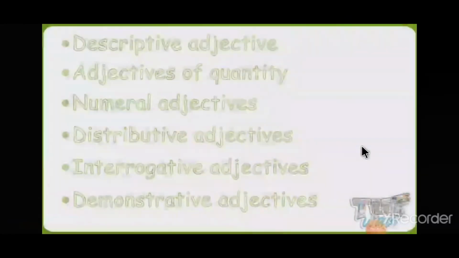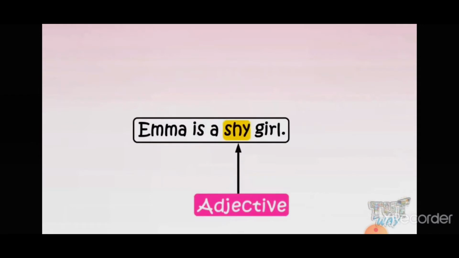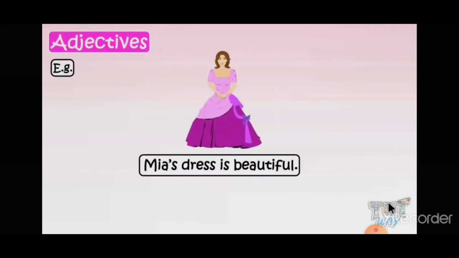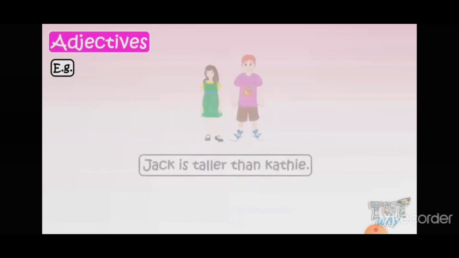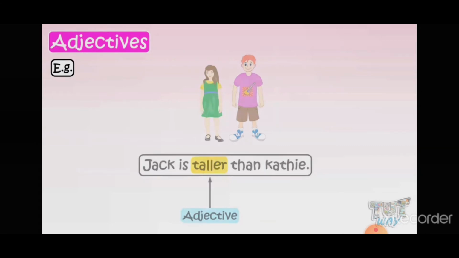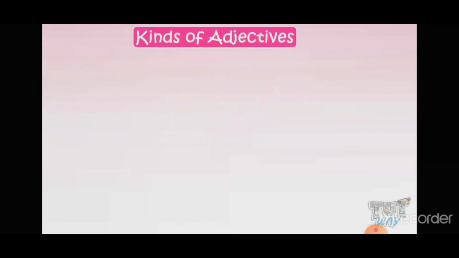So let's start. We already know that adjectives are words that modify or add extra information to a noun. For example, Mia's dress is beautiful. Here, beautiful is an adjective. Jack is taller than Kathy. Here, taller is an adjective. Now let's learn about kinds of adjectives.